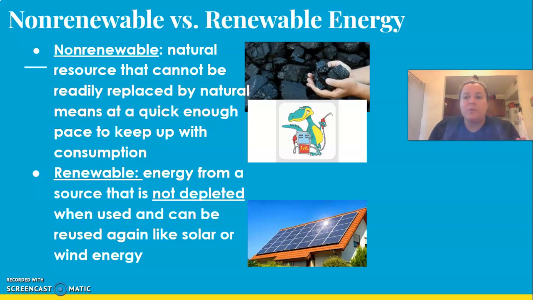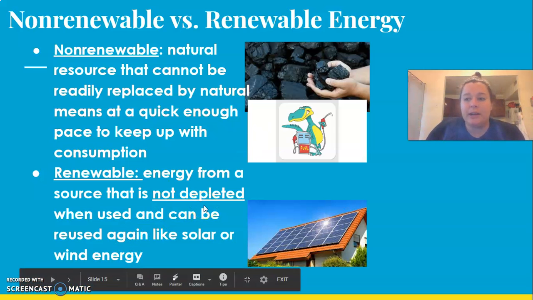And the reason for that is because fossil fuels are made from fossils, which takes millions of years for them to turn into coal and gasoline. It's a very long process. So for us to get fossil fuels, at least right now, it takes millions of years for those to form. And we mine those out of the ground.